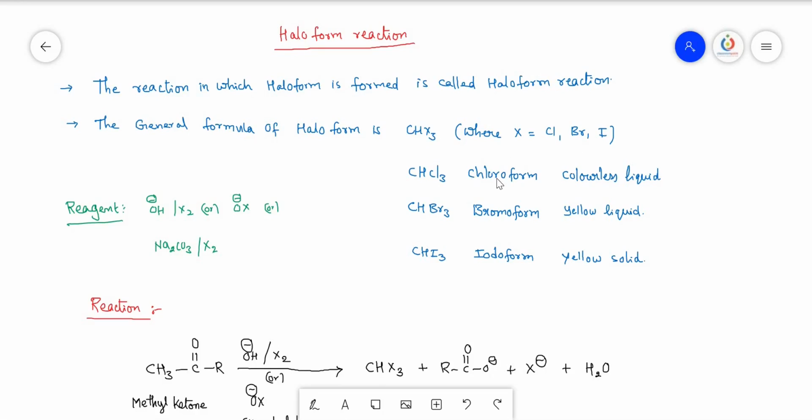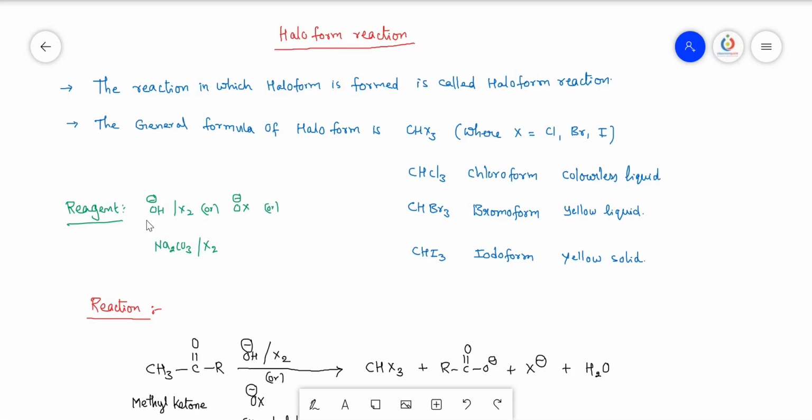If you put the chlorine here, it is called chloroform, which is a colorless liquid. If you use the bromine, it is called bromoform, which is a yellow liquid. And if you use the iodine, it is called iodoform, which is a yellow solid.